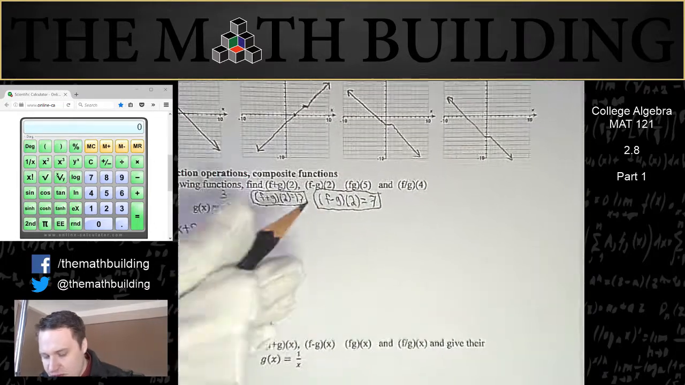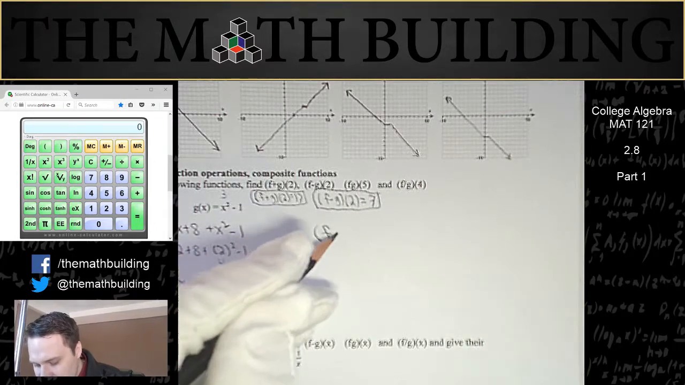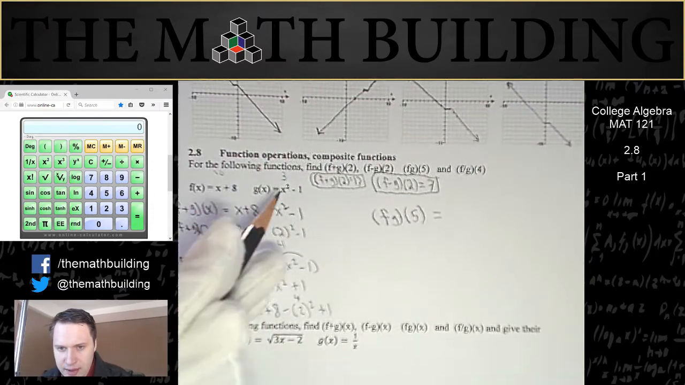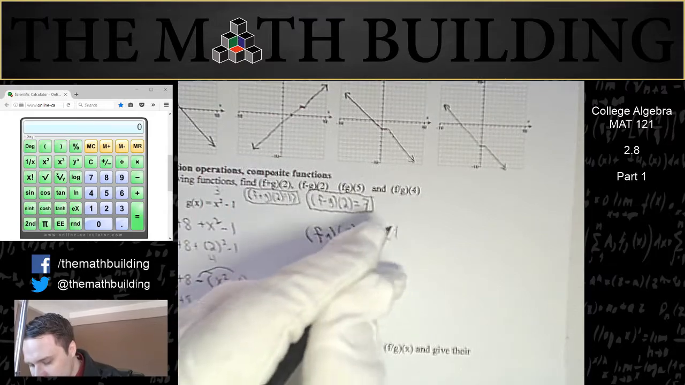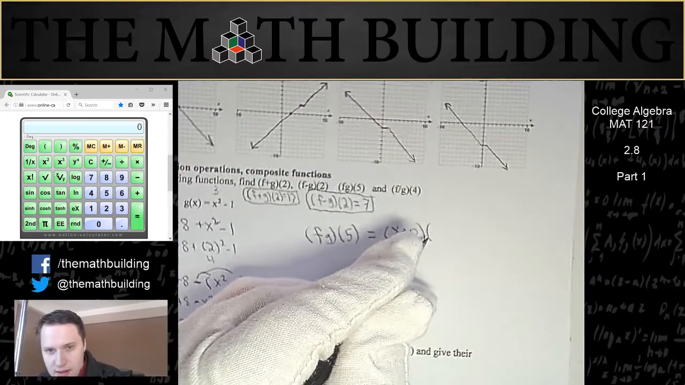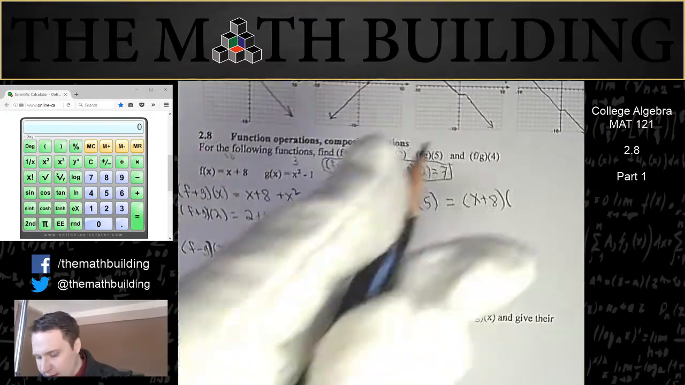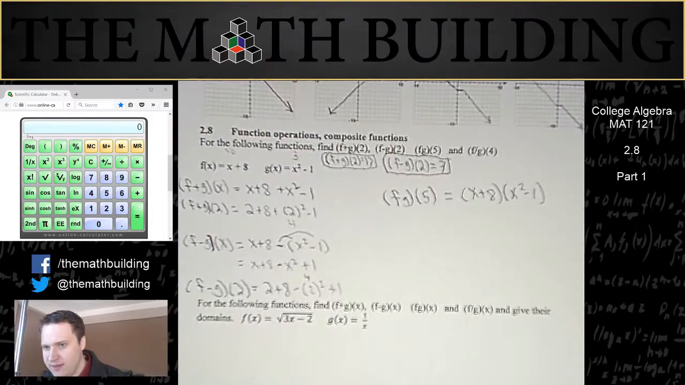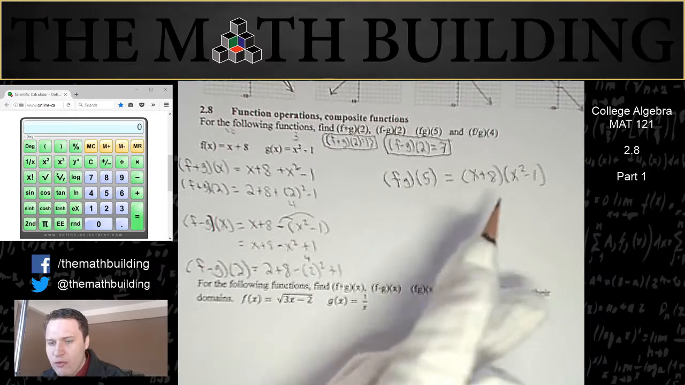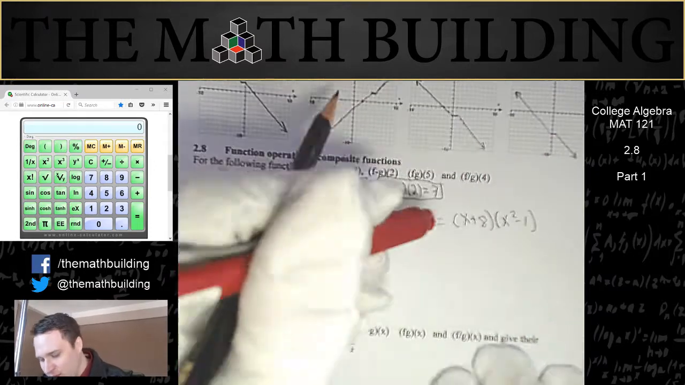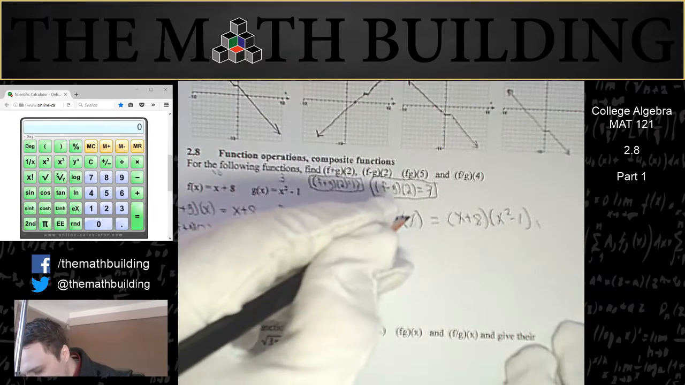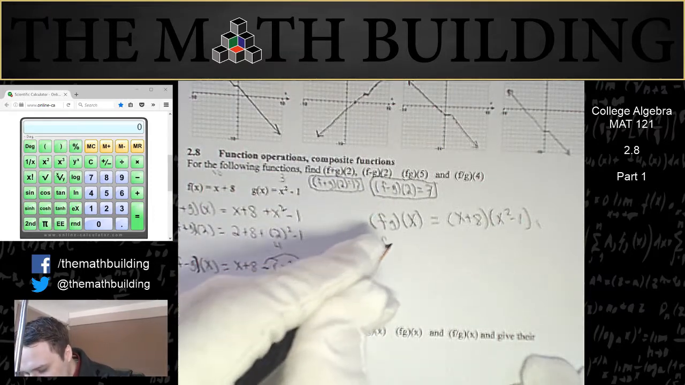Let's find fg of 5. When you see fg next to each other, that means multiply. So we're going to multiply the two functions together. So it's as simple as x plus 8 times x squared minus 1. There you go. I'm not going to FOIL this because what we just found is fg of x.